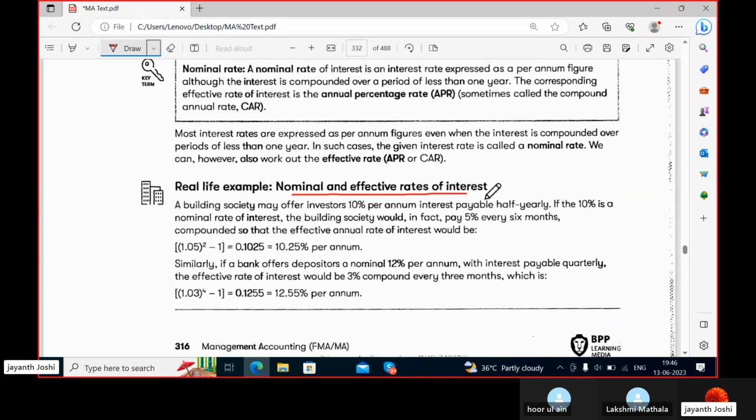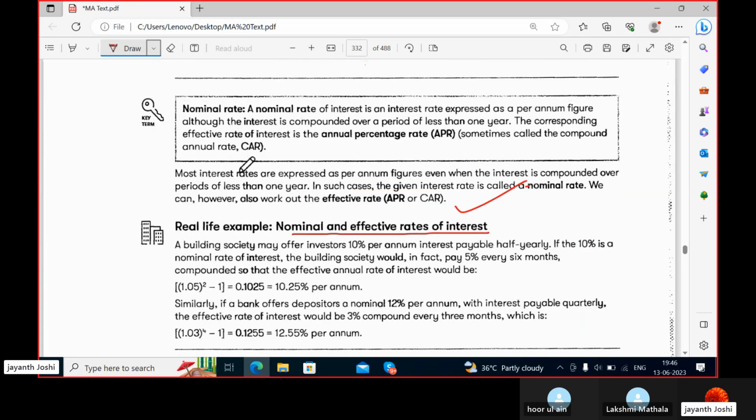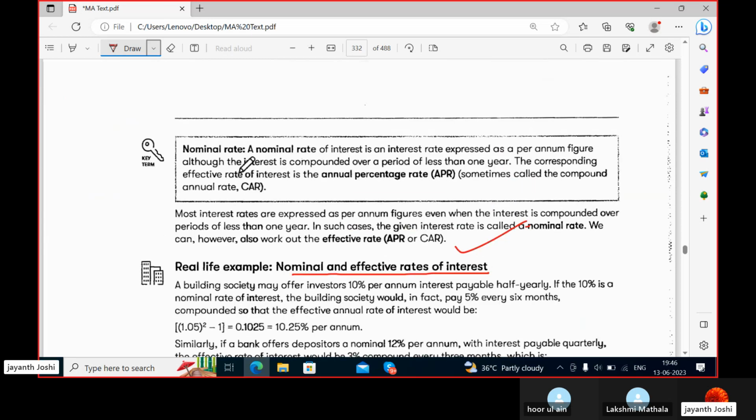Nominal and effective rates of interest. Now let me tell you what is the nominal rate. See, nominal rate is nothing but per annum. Effective annual rate can be like if they give you more compounding frequencies. Then you have to take the nominal rate and divide by the compounding frequencies, whole power compounding frequencies. So a nominal rate of interest is an interest rate expressed as per annum. I already told you, correct?